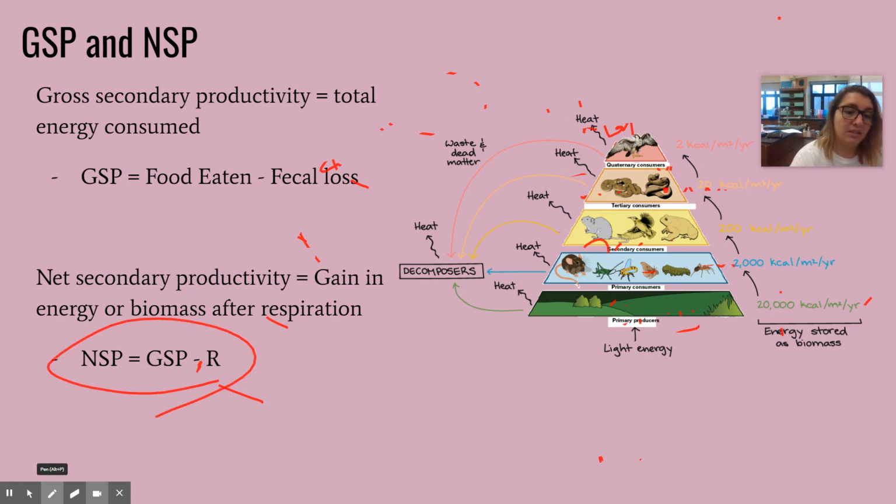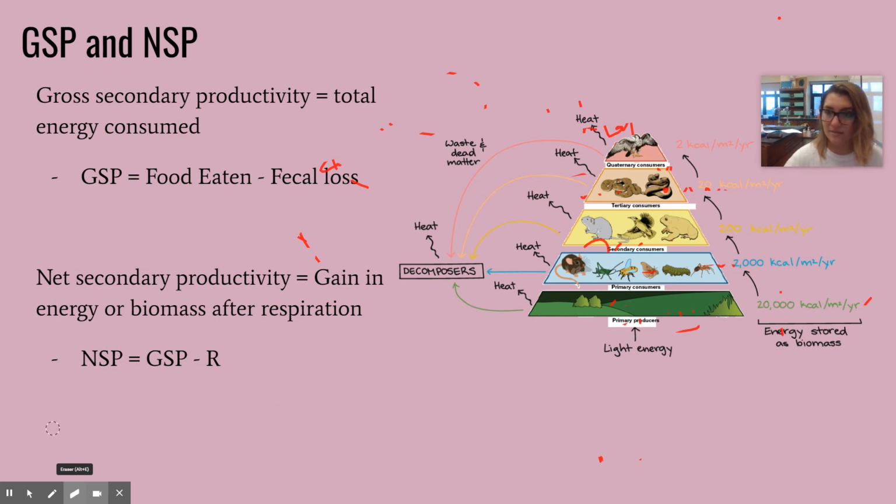So if we eat more food than what we use to go through cellular respiration, we will store that. That will be our net secondary productivity. If our GSP is less than our respiration number, we're going to not store as much in that number. That NSP will actually be negative. But for trophic pyramids, this also is another explanation for why the 10% rule exists. So not all of the food we eat, we store. We use a lot of that in cellular respiration as well.